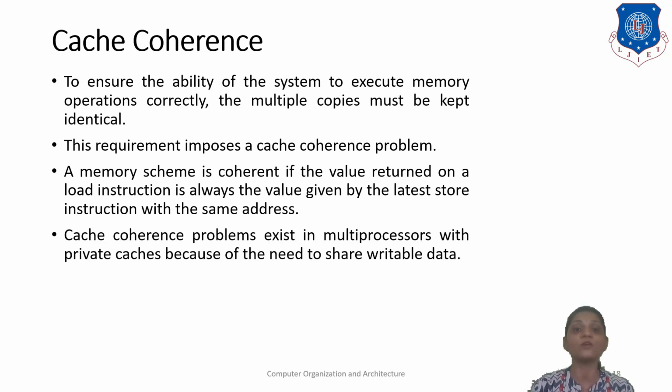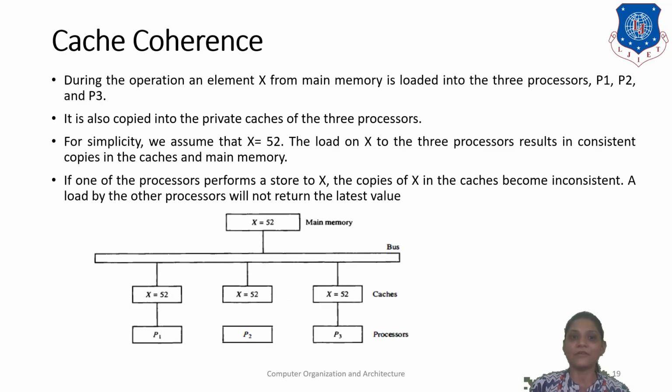The cache coherence problem will exist in a multiprocessor with private caches because you need to share writable data as well. We can see this problem with an example. Say we have one element x, and the value for that x is 52. This value will also be shared into the private caches. So processors 1, 2 and 3 will have the value x equals 52 in their caches as well.